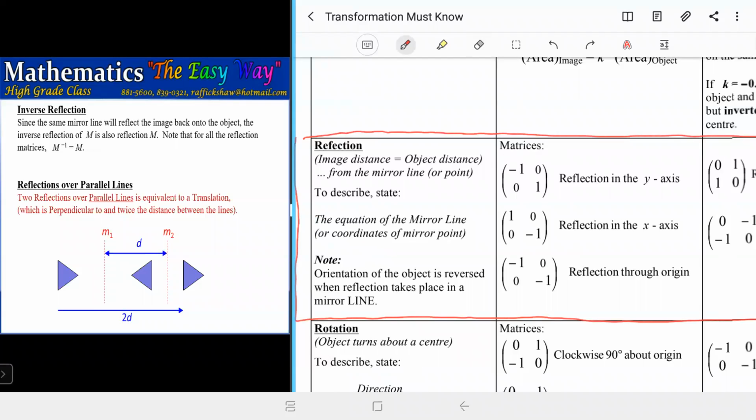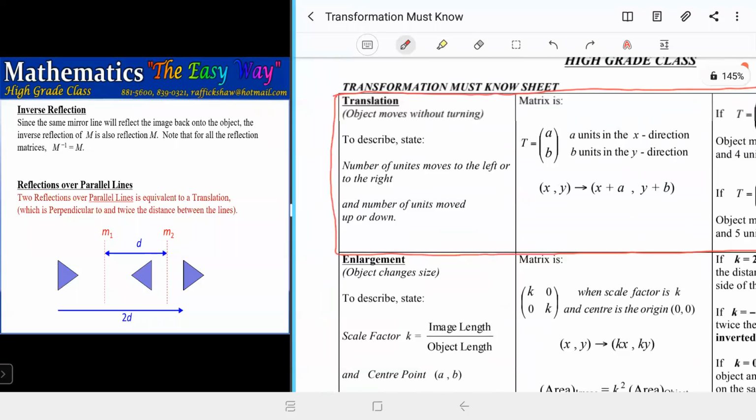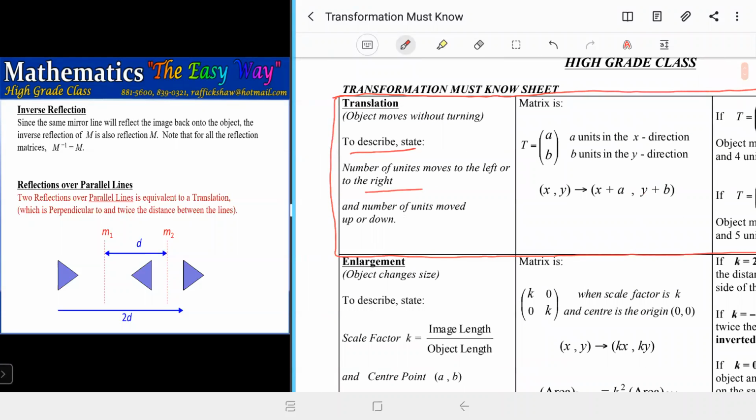If you're describing a reflection, you have to state the equation of the mirror line or the coordinates of the point. And if you're describing a translation, you have to state how many units left or right and how many units up or down. You can also sometimes give the matrix. If something moved 3 units to the right and 4 units down, you write (3, -4). You have to state the components.